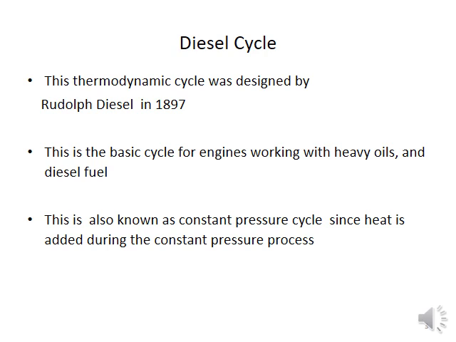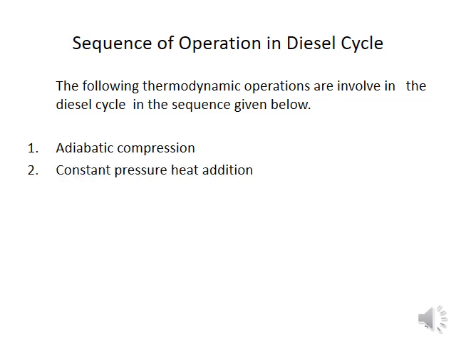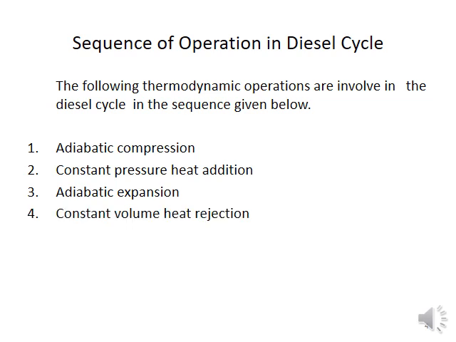So what is the sequence of operations in the diesel cycle? 1 to 2 adiabatic compression, 2 to 3 constant pressure heat addition, 3 to 4 adiabatic expansion, and 4 to 1 constant volume heat rejection. These are the four thermodynamic operations involved in the diesel cycle. This cycle is also called a constant pressure cycle because we are giving heat at constant pressure.